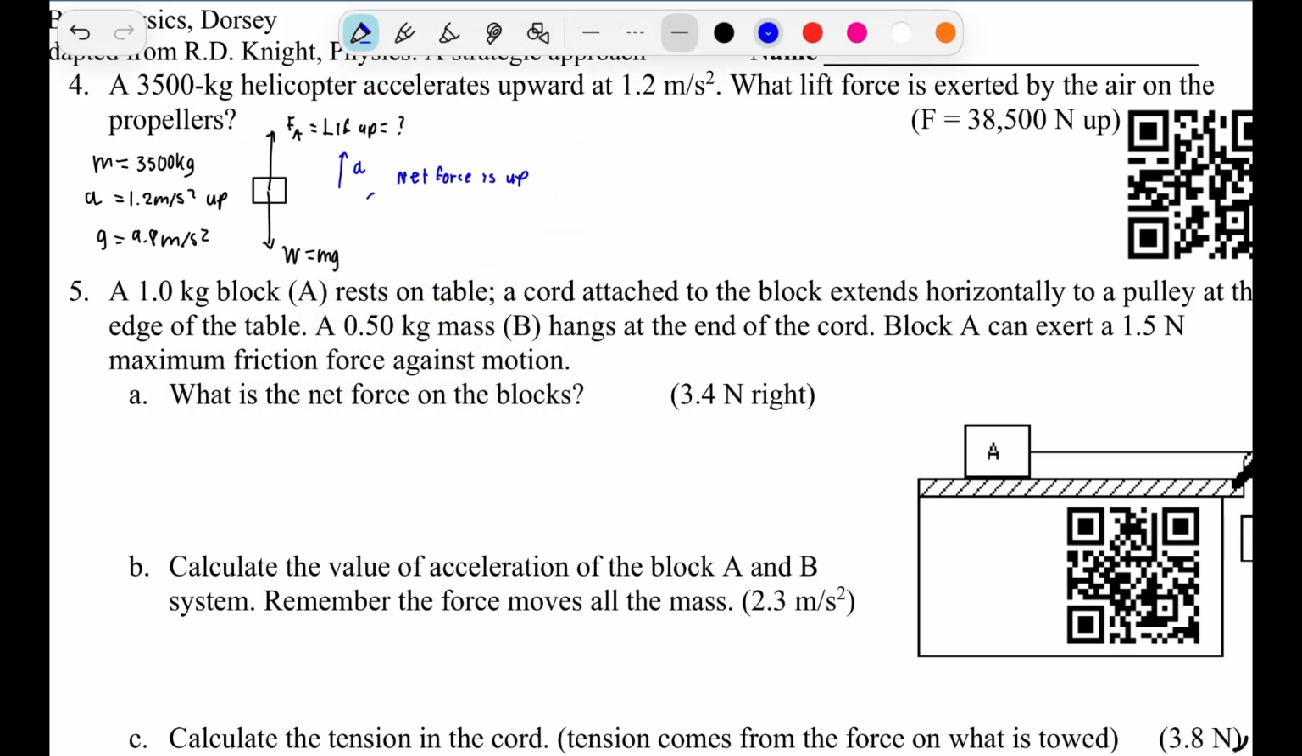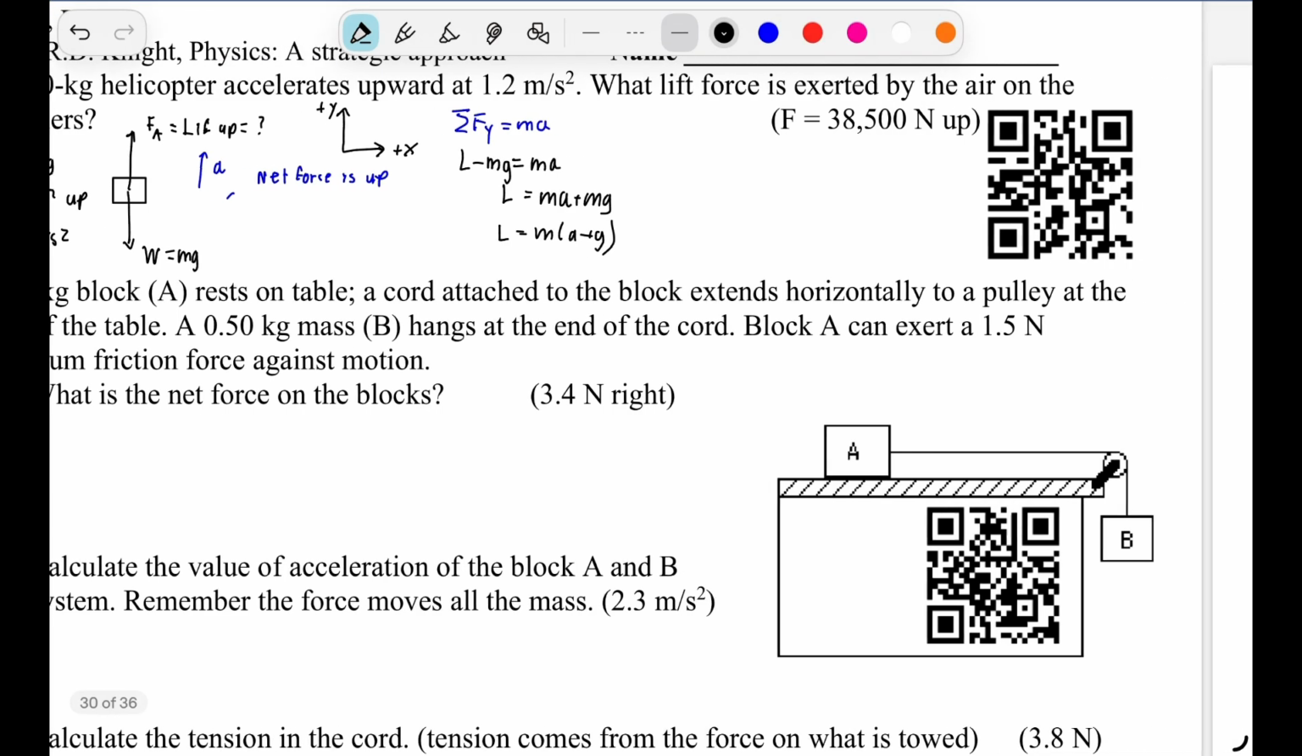So Newton's second law states that the summation of Fy is equal to ma. So if we determine that our upwards is positive, setting our coordinate axes, then we can write that the lift, which is in the positive direction, minus the mass times gravity, which is our weight, which is in the downward direction, is equal to the ma of the system. So L is equal to ma plus mg. So L is equal to m times a plus g, if you factor out the m.